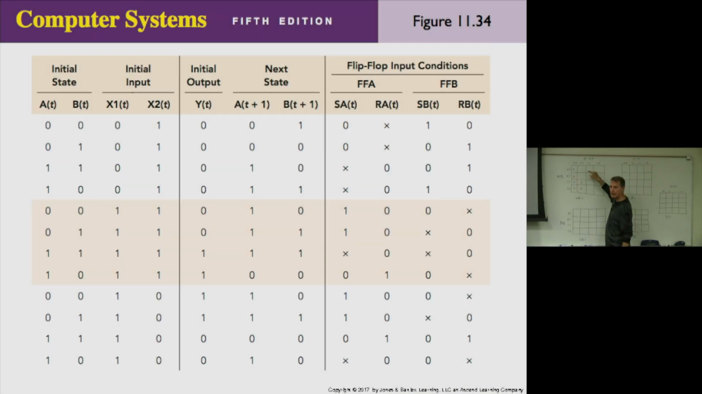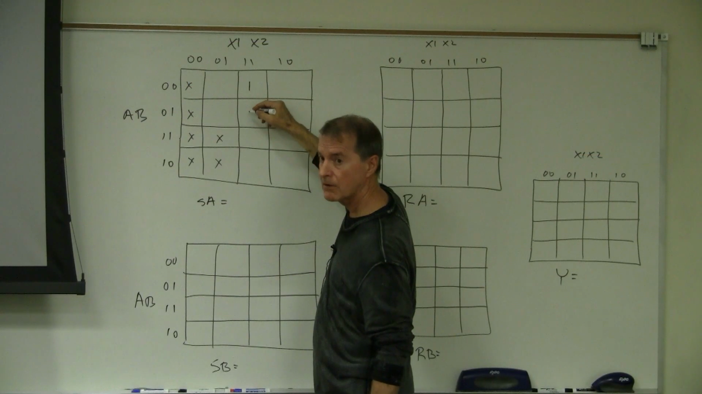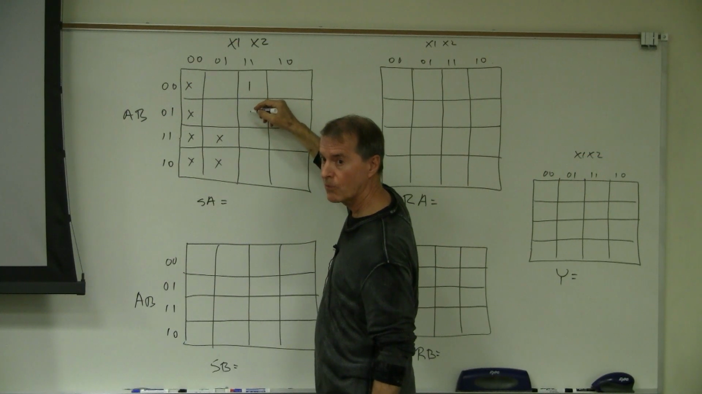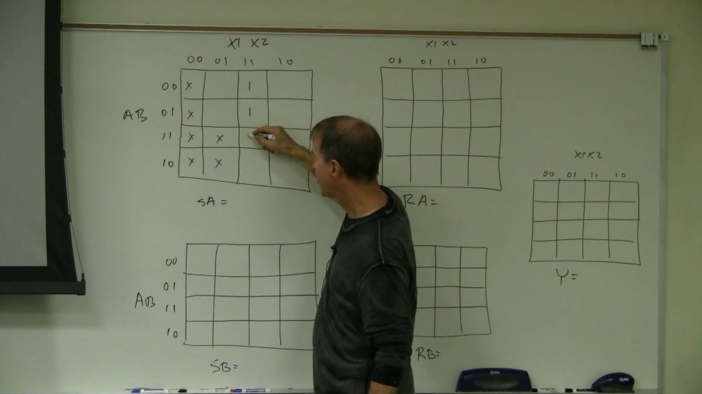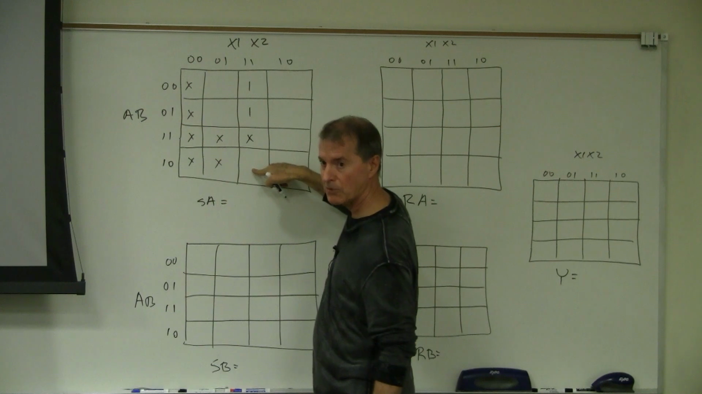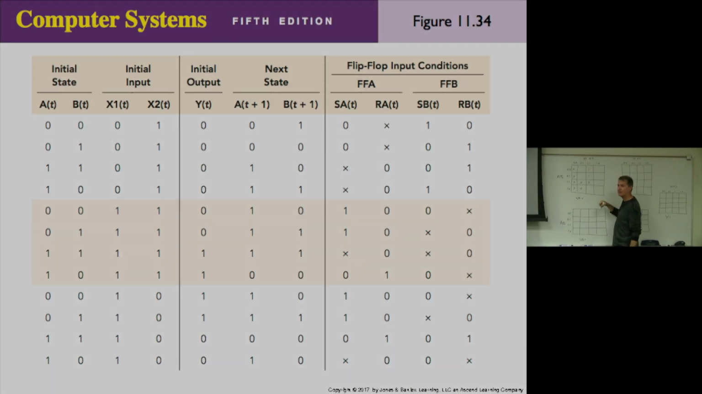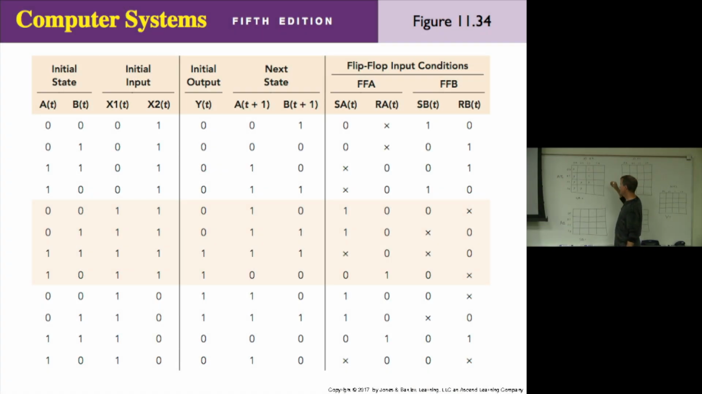Okay. Column 1, 1. 1, 1, X, X. 1, 1, X, 0. Okay. Is everybody with me here? Okay, what about this one?